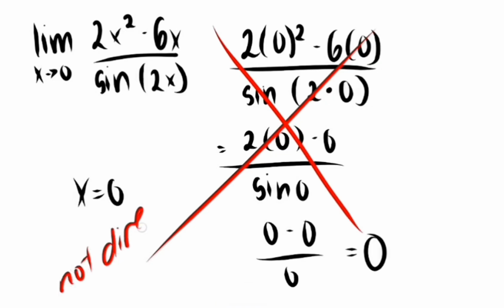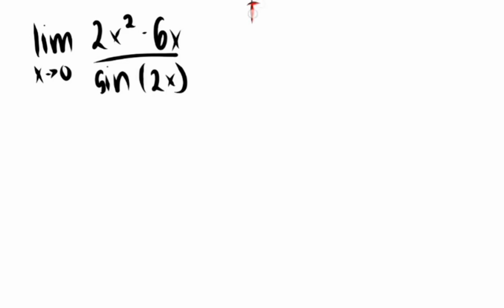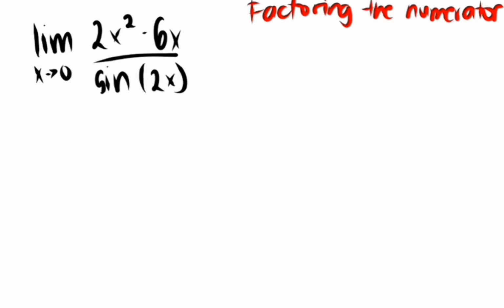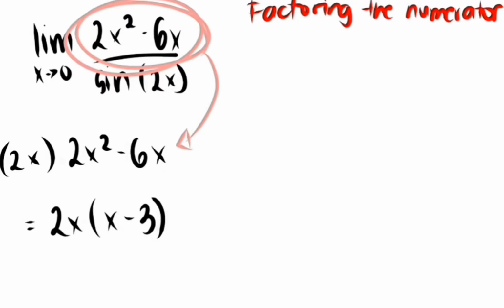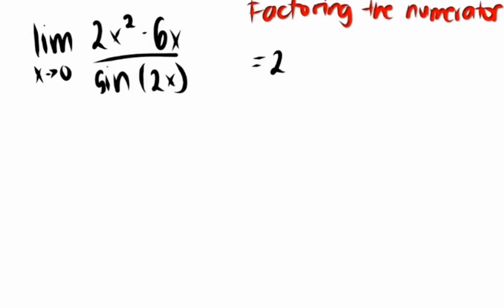which means the answer is not yet defined. Now that we know that direct substitution will not work, let's do the other way to solve it, which is factoring the numerator. From our given equation, let's take the numerator and factor it, which is 2x squared minus 6x. Since both terms have a common factor of 2x, we can factor it out and it will now become 2x times (x minus 3). Now, our expression becomes 2x times (x minus 3) over sine of 2x.